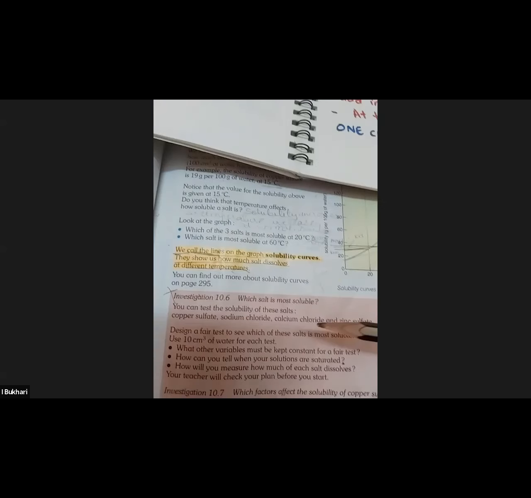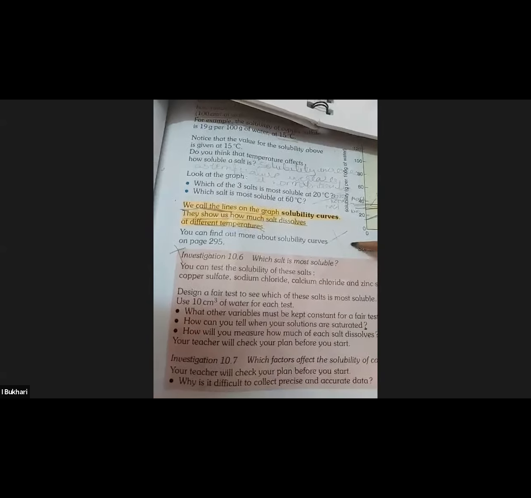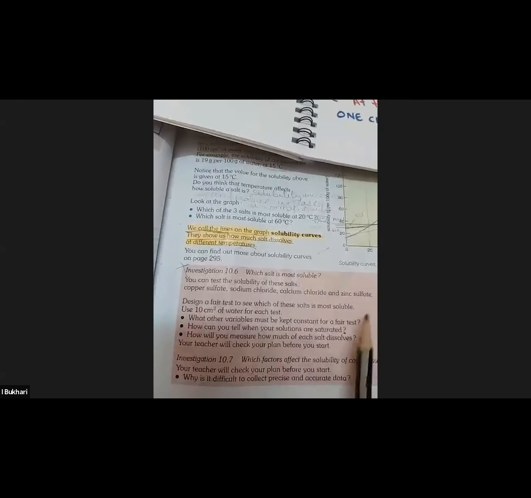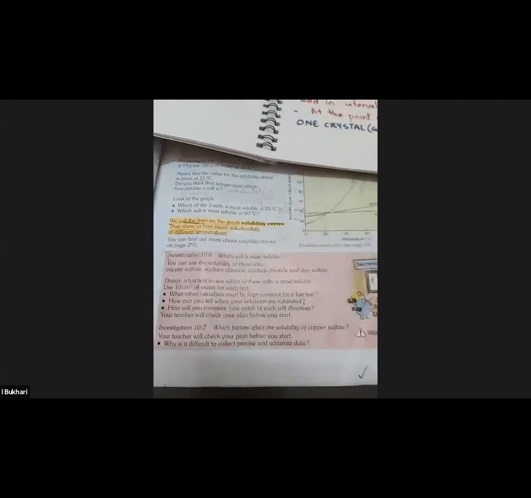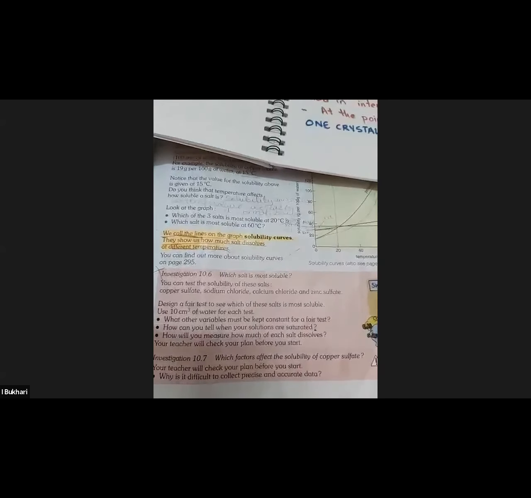Any ideas? Yeah, all the 4 salts. I hope you have your book with you. I'm talking about this experiment. Which salt is most soluble? Design a fair test to see which of these salts is most soluble. Use 10 cm cube of water for each test. It's okay, you can make mistakes. We're just discussing. You won't be marked on this or anything.